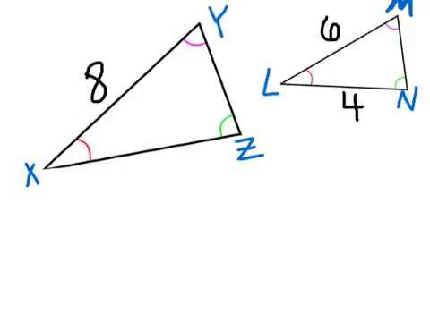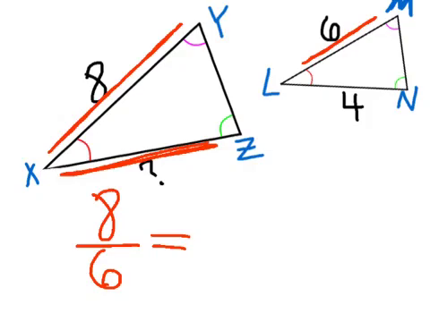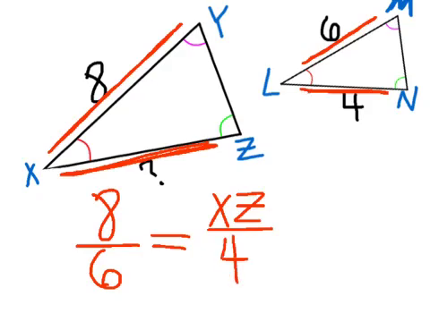Okay, right now we have XYZ and LMN. We want the length of side XZ. So we're going to do our ratio. We have XY. What side does XY correspond to? LM. So we're going to put 8 over 6. Next, we want XZ over the corresponding side. What's its corresponding side? LN, right. So XZ over 4.